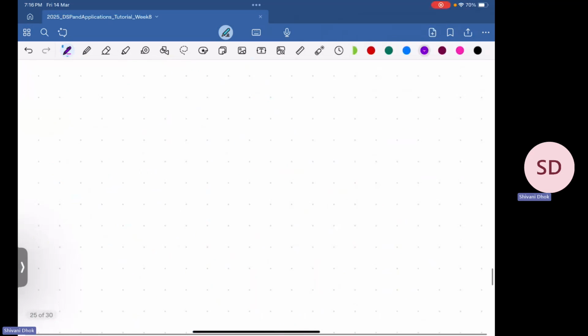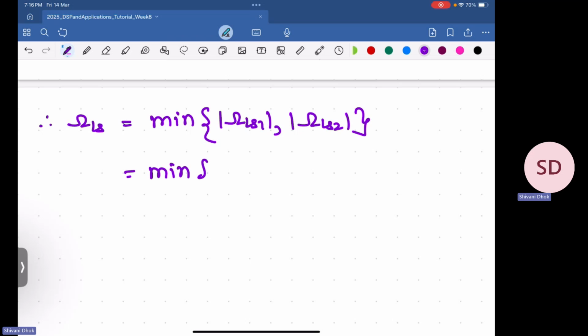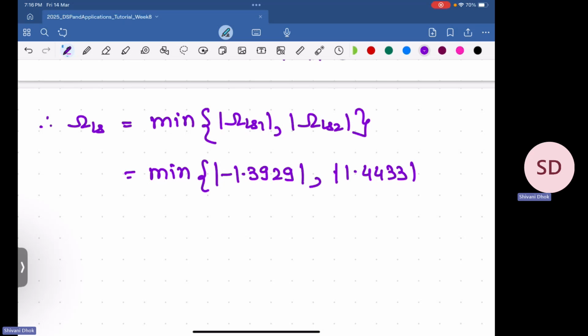So therefore omega ls is min of magnitude of omega ls1 comma magnitude of omega ls2, which is equal to min of omega ls1 is minus 1.3929 and omega ls2 is 1.4433. So this comes out to be equal to 1.3929.